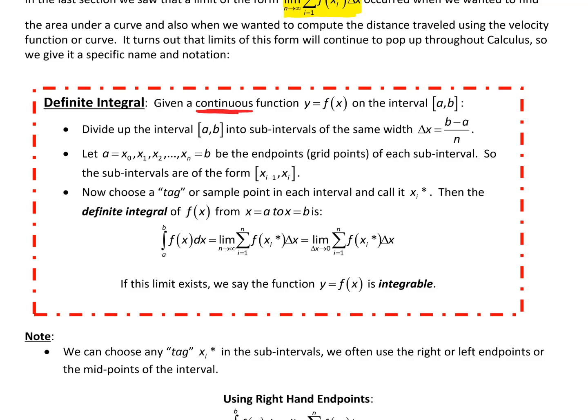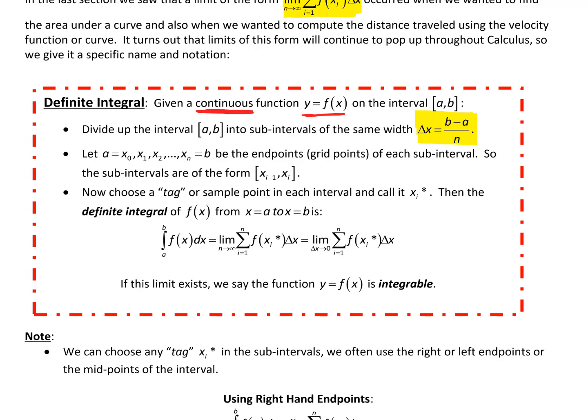So let's say given a continuous function, y equals f of x on an interval, we will divide up the interval, as I mentioned. So here's our delta x definition: delta x is b minus a over n. And then we make a set of endpoints, or sometimes they're referred to as grid points, depending on the textbook or the professor that you're talking to.